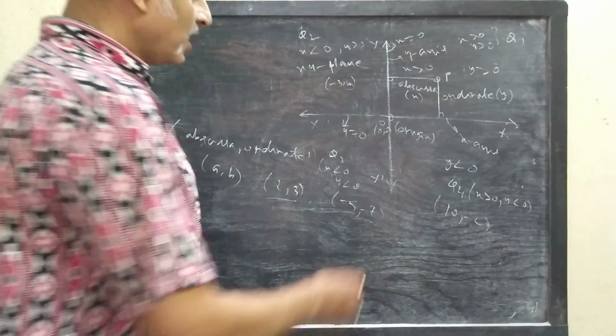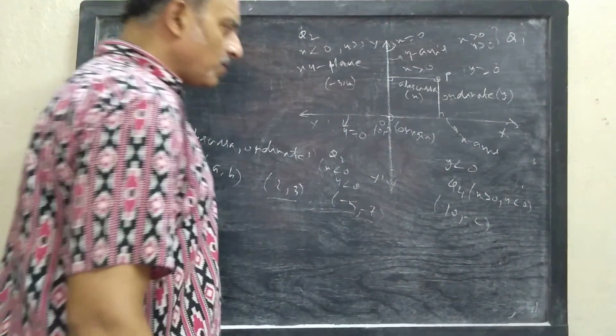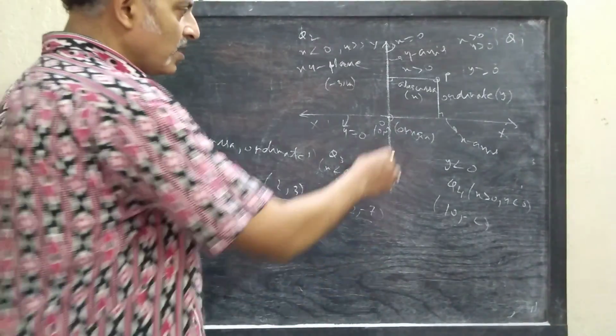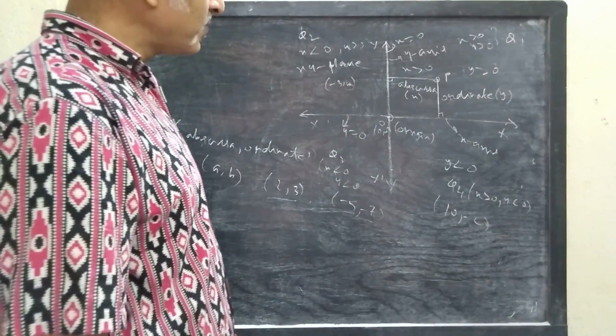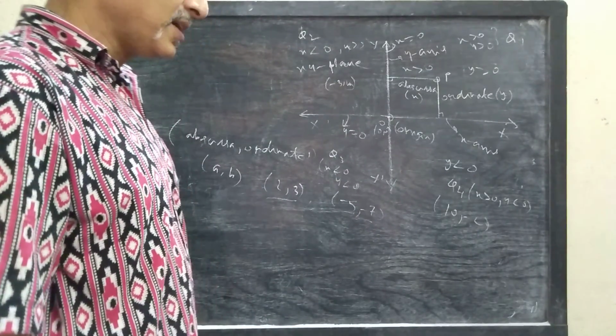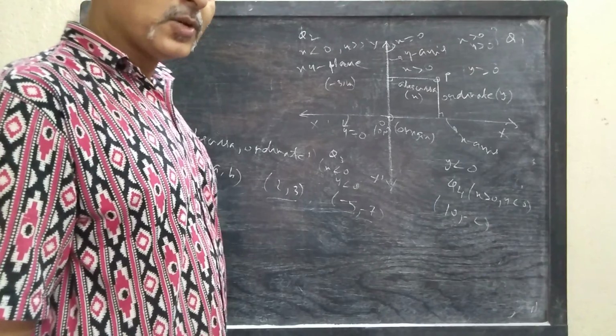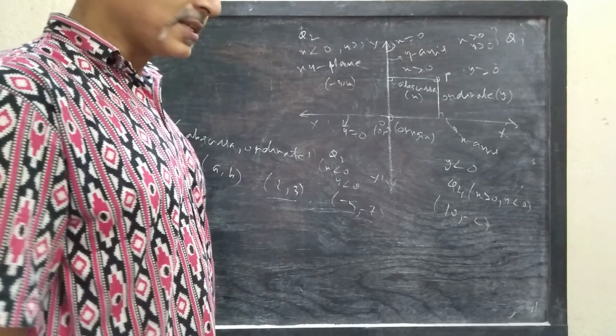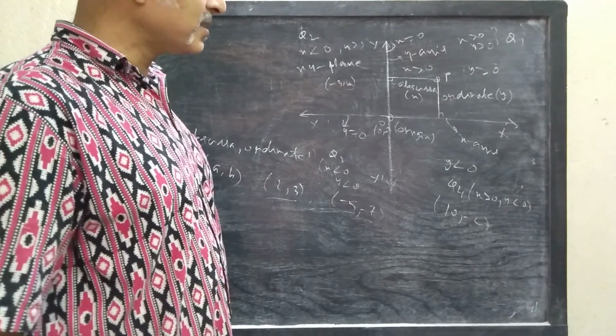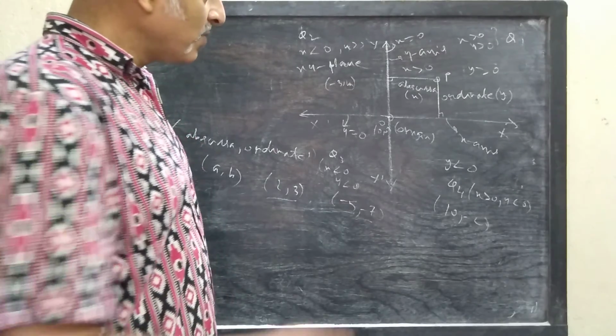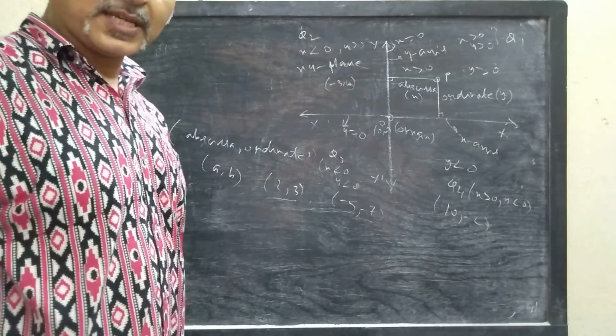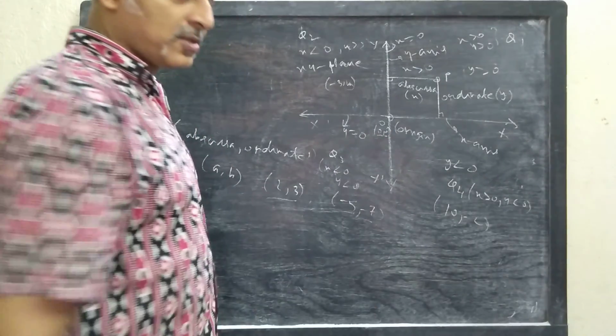Now, the coordinate of the origin will be (0, 0). Why? Because the origin is the point of intersection of the x-axis and y-axis. So the origin is a point which lies on both the axes simultaneously. Being on the x-axis, its ordinate is 0. Being on the y-axis, its abscissa is 0. So both are 0, so its coordinate is (0, 0).